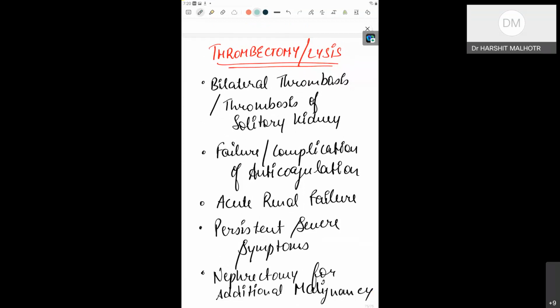And in a case of renal malignancy in which we see renal artery thrombosis and IVC thrombosis, the treatment of choice in those cases is debulking, that is, nephrectomy is done. Then, along with the nephrectomy, we do the thrombectomies also.